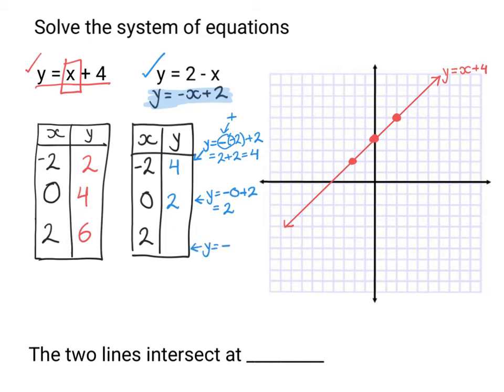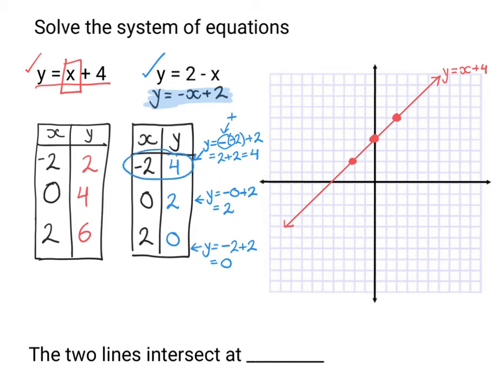Again, y is equal to negative x, and x in this case happens to be 2, so we're just going to write the 2, and then plus 2, and -2 plus 2 happens to be 0. Okay, so that's our last y value. Now that we have that, let's actually plot this.